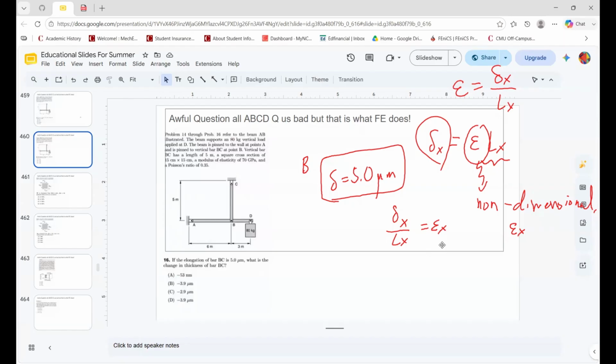Let me double check. Oh, I made a mistake. Oh, yeah. Okay, fair enough. So what I did was 5 times 10 to the negative 6. It's 6, not 9. Divided by 5. I got 0.00001. Okay? And that equals epsilon x.